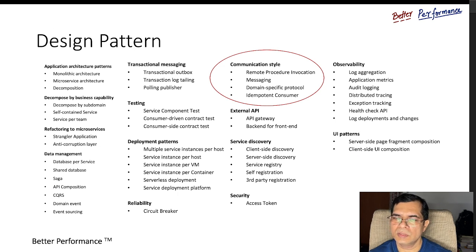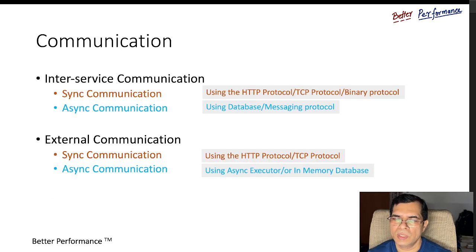In this session we are going to discuss communication patterns, and communication is very important for our application. Generally, there are two types of communication: inter-service communication and external communication. Inter-service communication is basically communication between the different microservices, either with point-to-point microservice connections or with a mesh architecture.